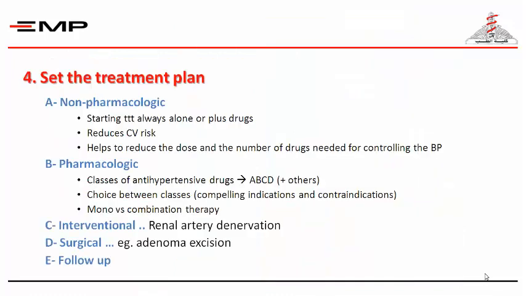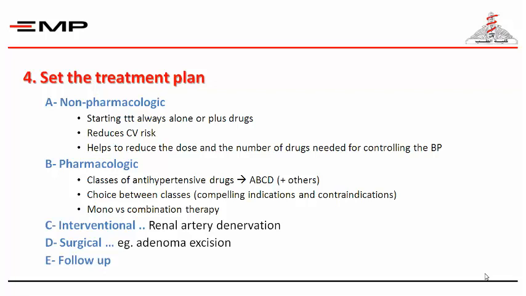The fourth step is to set the treatment plan. The treatment plan will always be started with non-pharmacological treatment. Starting treatment is with or without drugs, but we should always start with non-pharmacological treatment. Why? Because this will reduce cardiovascular risk, and also this will reduce the dose and the number of drugs needed for controlling your blood pressure.